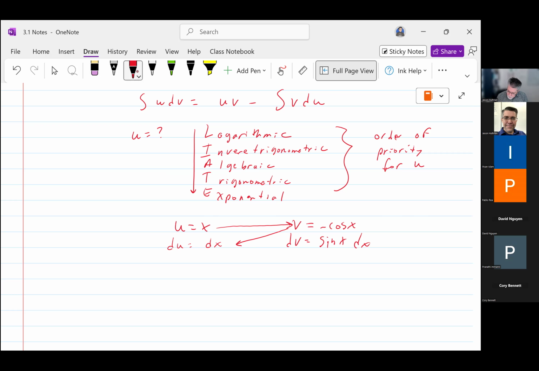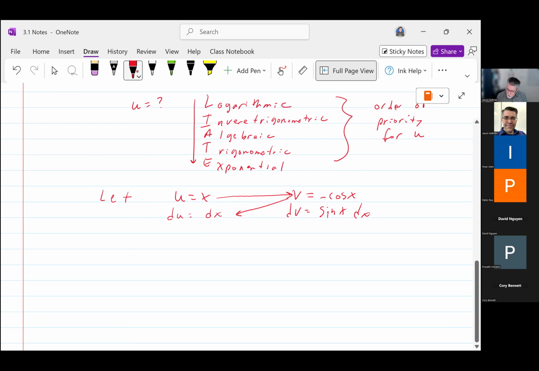Okay. So let u equal x, v equal negative cosine x, du is dx, and dv is equal to sine x dx. So crisscross applesauce, we have u and v, right? Remember, because it's uv minus the integral of v du. So I'm going to multiply u times v. That's going to give me negative x times cosine x minus the integral of v du. That's negative cosine x dx.